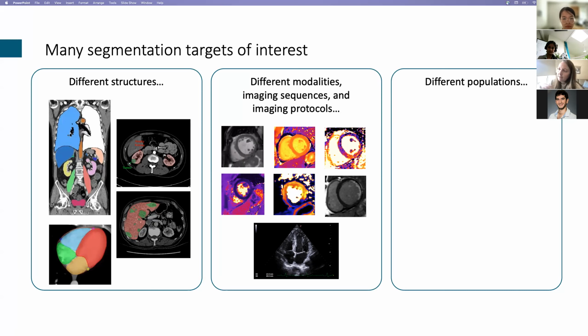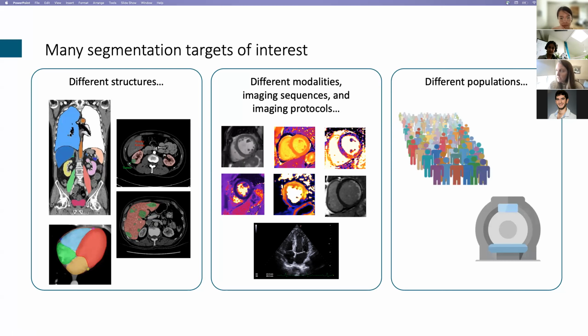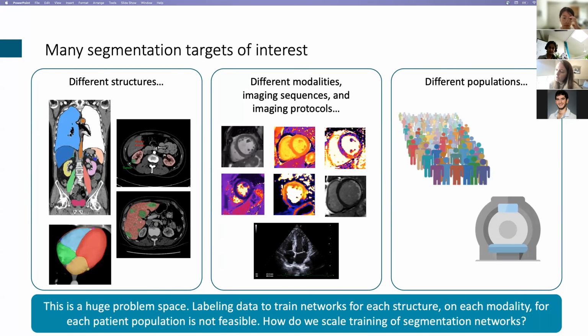So we have this almost exponential growth of networks we might have to train for many different structures and many different modalities and imaging sequences. But beyond that, we want our networks to be robust to different patient populations and different imaging equipment that you might find in different hospitals. So this is a pretty huge problem space, right? We want to train networks for many different structures over different modalities, and ideally train and test them on different populations and different institutional data. And labeling data to train such a breadth of networks is really not feasible.